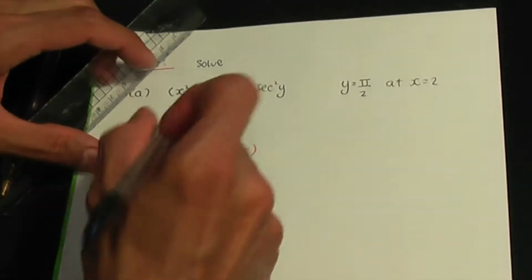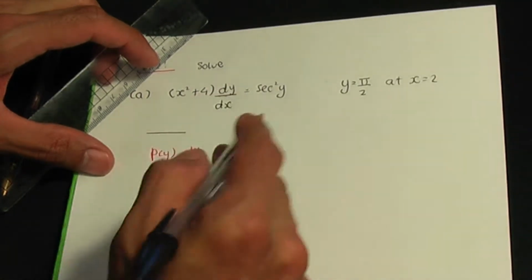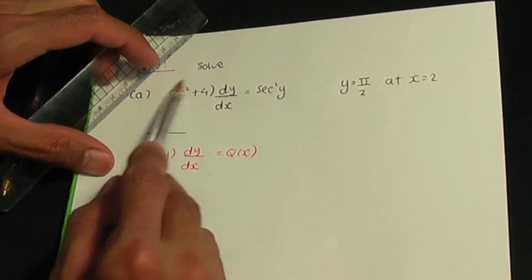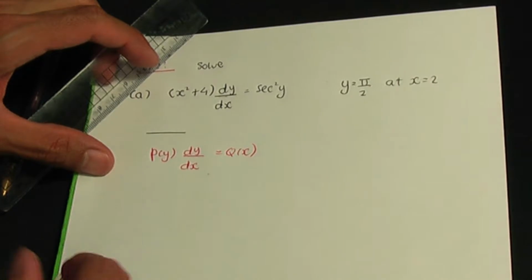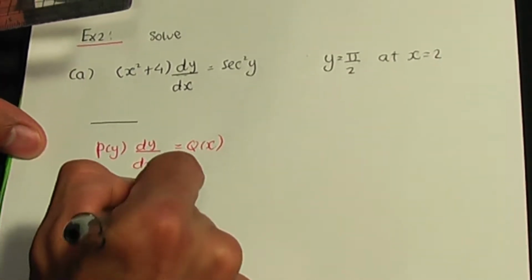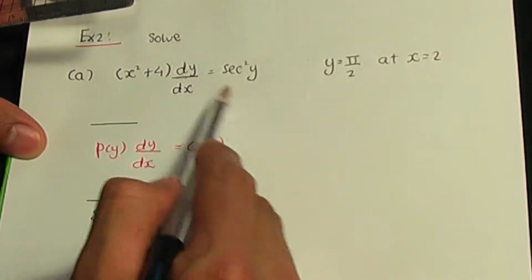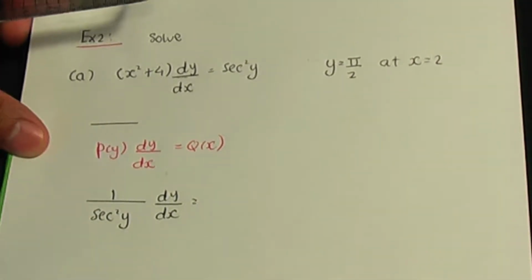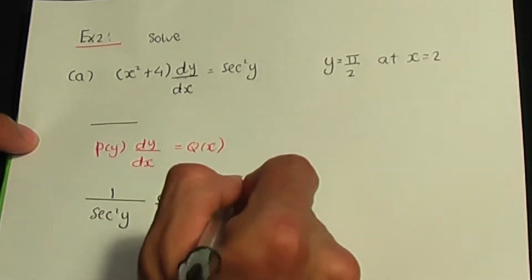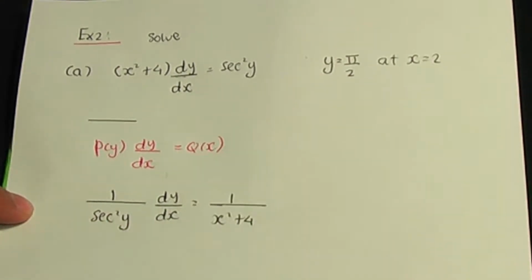We have (x squared plus 4) dy over dx equals sec squared y. I'm going to take the sec squared y term to the left hand side, and bring the x squared plus 4 to the right hand side. So we're going to have 1 over sec squared y dy by dx. I brought the sec squared y term to the left hand side, and let me bring the x squared plus 4 term to the right hand side to give me 1 over x squared plus 4.